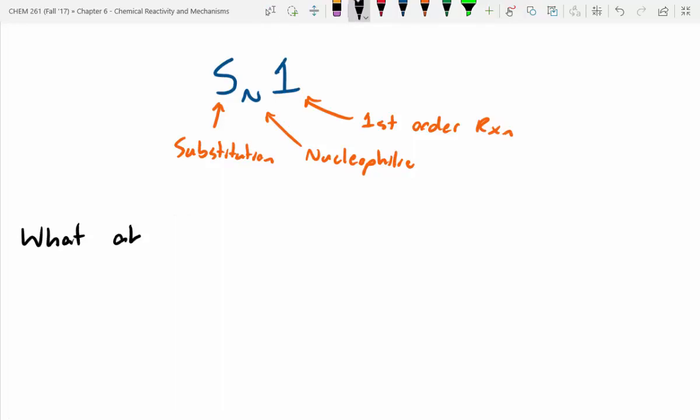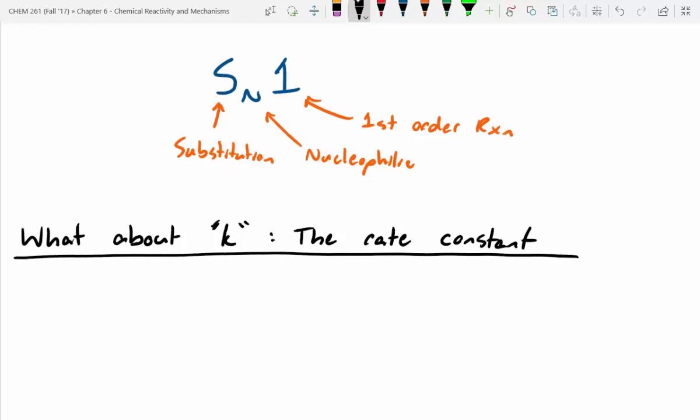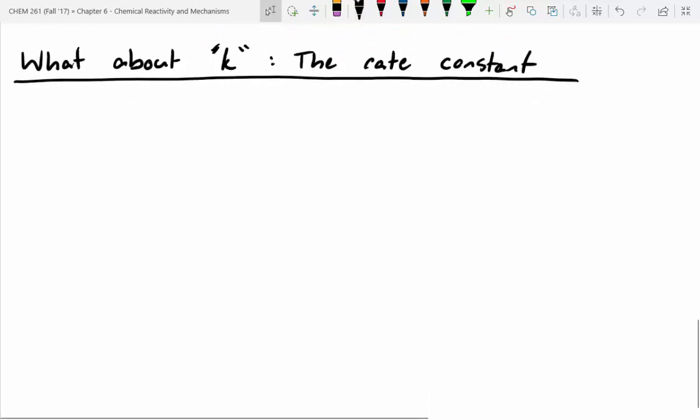So what about little k, the rate constant? And make sure you write that as a lowercase k, not a capital K. That means something entirely different. So what can impact k? Who remembers from Gen Chem? There's one huge thing.